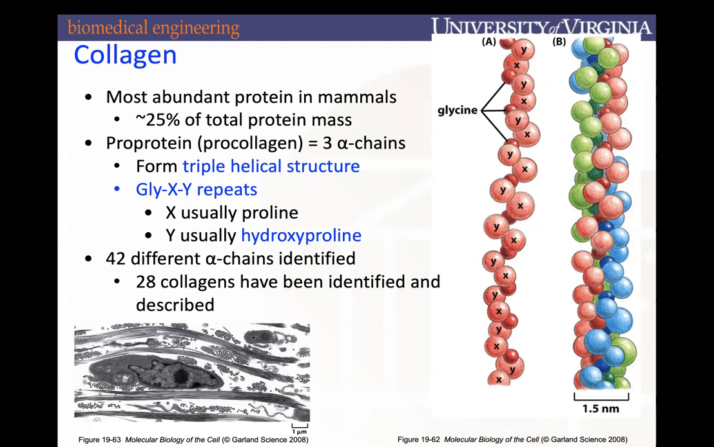And as we talked about in the previous lecture, collagen is formed when it's synthesized intracellularly in its pro-protein, pro-collagen form, its precursor immature form. And so there have been 42 different alpha chains identified, which have led to 28 different isoforms of collagen being identified and described.